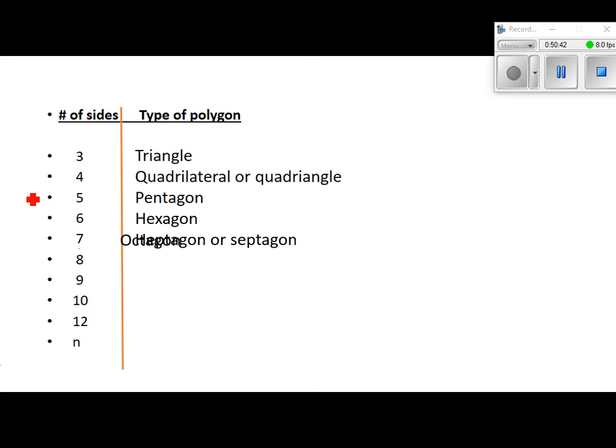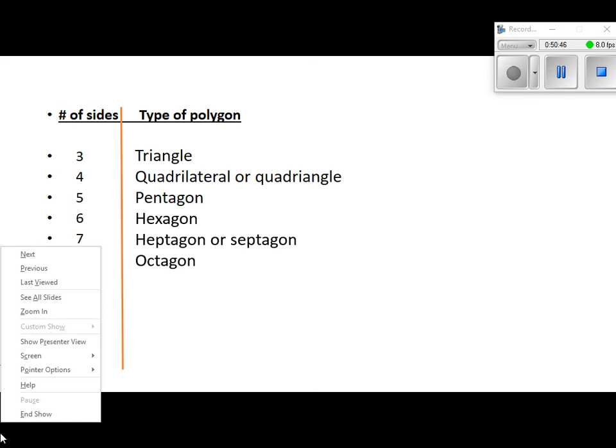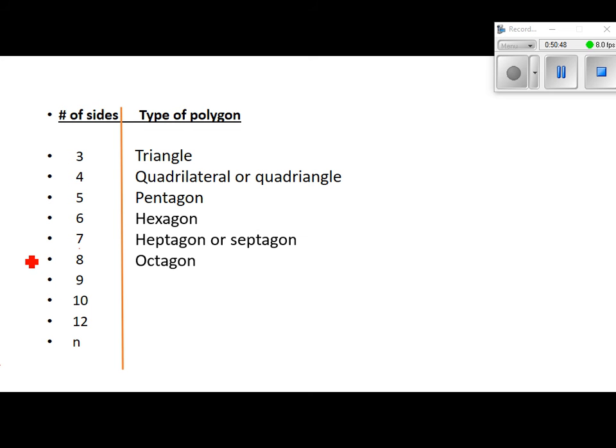It's unnecessary. 8 sides, octagon, just like Conor McGregor fights in. 9 sides, nonagon. 10 sides, decagon. You could just call this whatever you want.